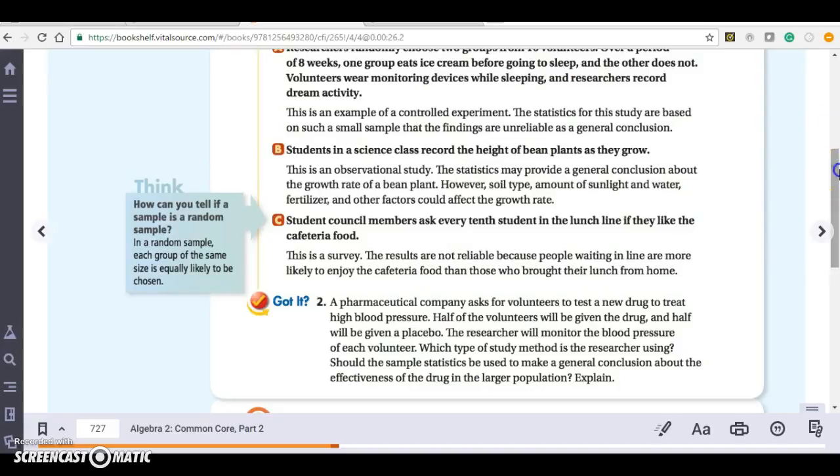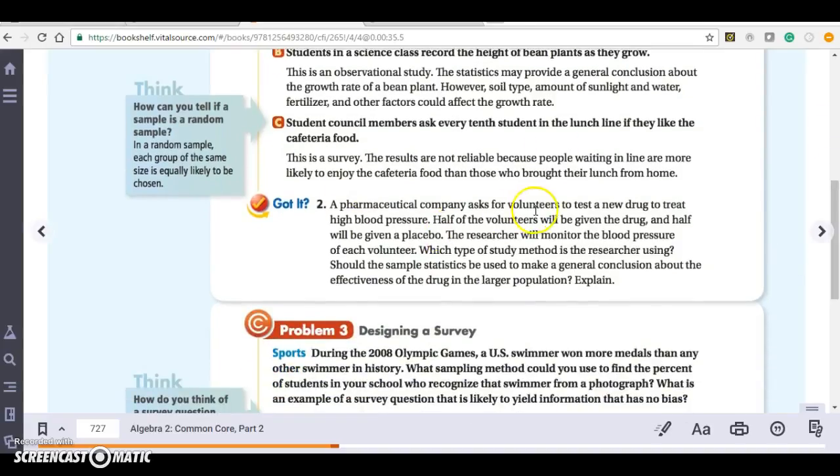All right, let's look at Got It. A pharmaceutical company asks for volunteers to test a new drug to treat high blood pressure. Half of the volunteers will be given the drug and half of them will be given a placebo. I hope you know that this means that it's controlled because they have a treatment and a control group.